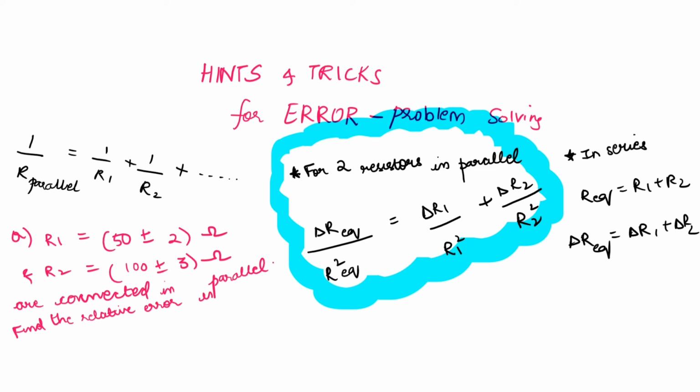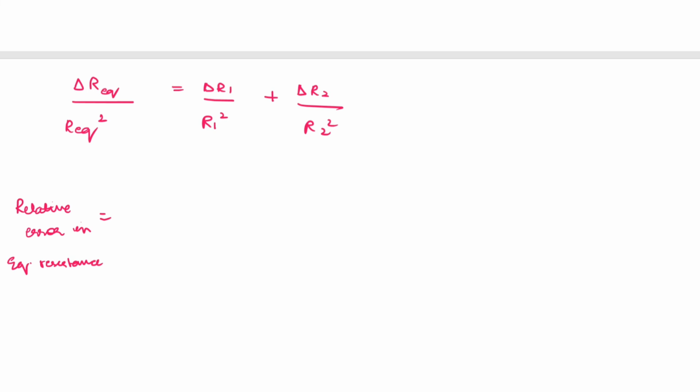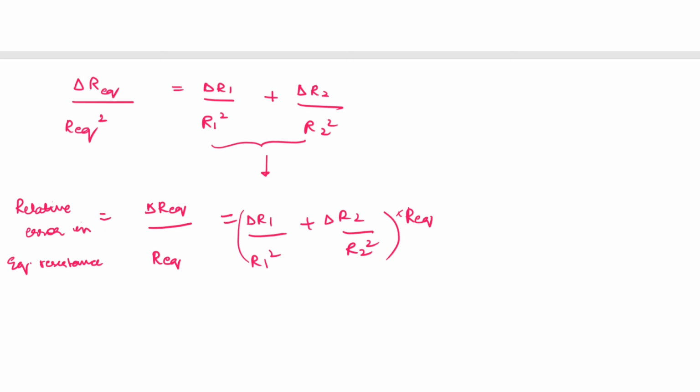So what do we have? We have this formula, which we just looked at. When you transpose R equivalent to the right hand side, you get the fractional error formula, del R equivalent by R equivalent, which is equal to del R1 by R1 square plus del R2 by R2 square, into R equivalent. The first step is finding R equivalent using the formula R1 R2 by R1 plus R2 for two resistors. So 50 into 100, whatever is given in the question, by 150. When you cancel, you get 100 by 3.